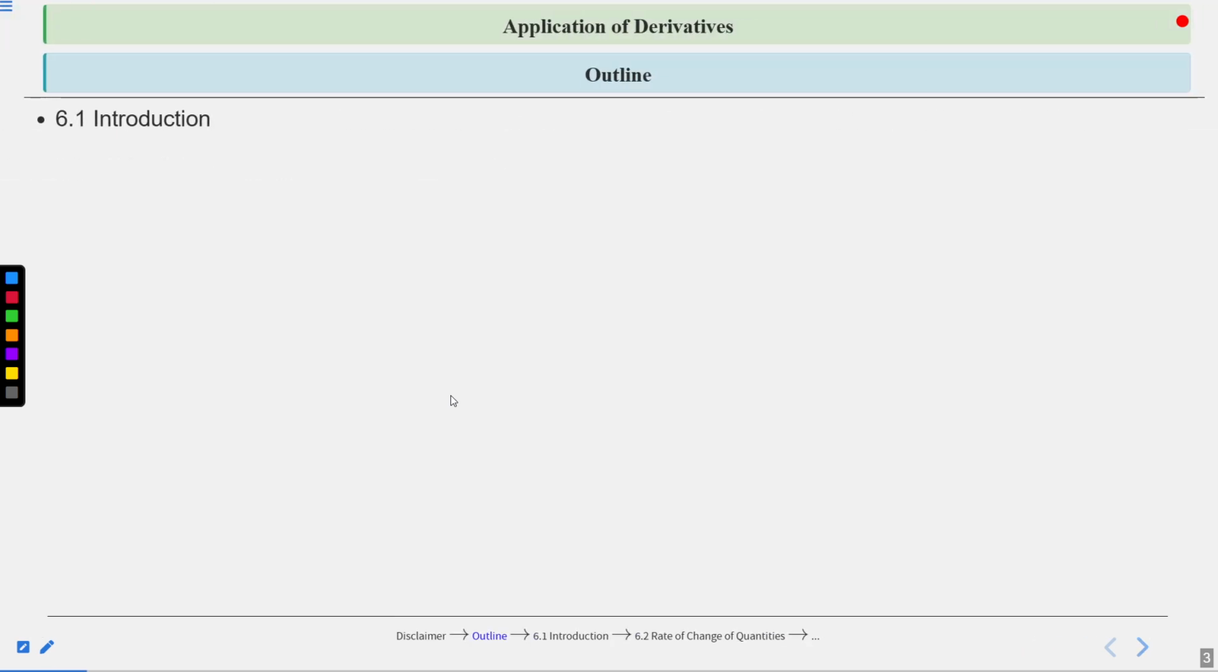So in this class, we will study NCERT section 6.1 Introduction, 6.2 Rate of change of quantities, and examples 1 to 6. So let us start now.